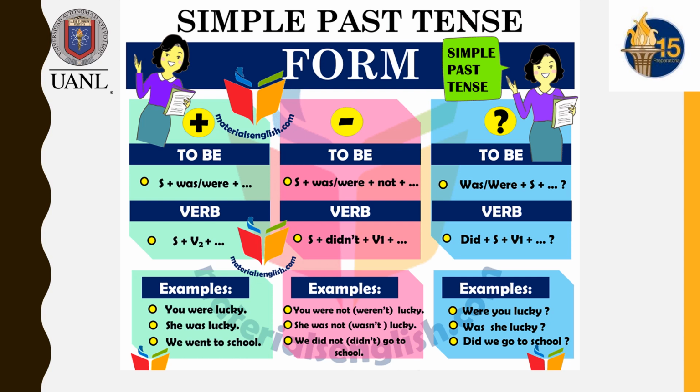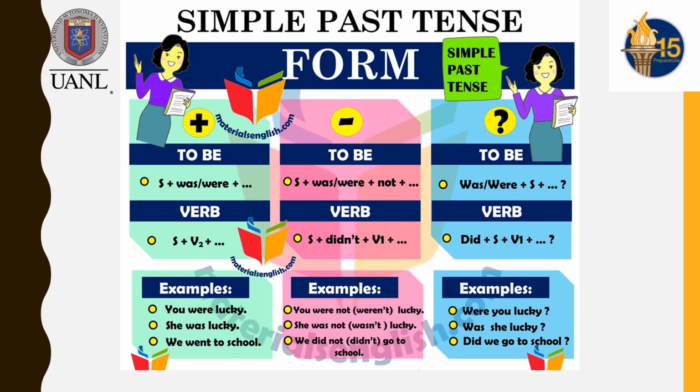Let's check the examples. You have you were lucky, she was lucky, we went to school, okay? Simple past tense. And then you have the second column. It says you were not or weren't lucky. She was not or wasn't lucky with the contraction. We didn't go to school. This is very important because in the positive statement, you use the verb in simple past, that is went. But when you're going to use a negative statement in simple past, you're going to use the auxiliary did, but you cannot write the main verb in simple past, right? So if you're using the auxiliary did to create questions or to create negative statements, the main verb has to be in base form.